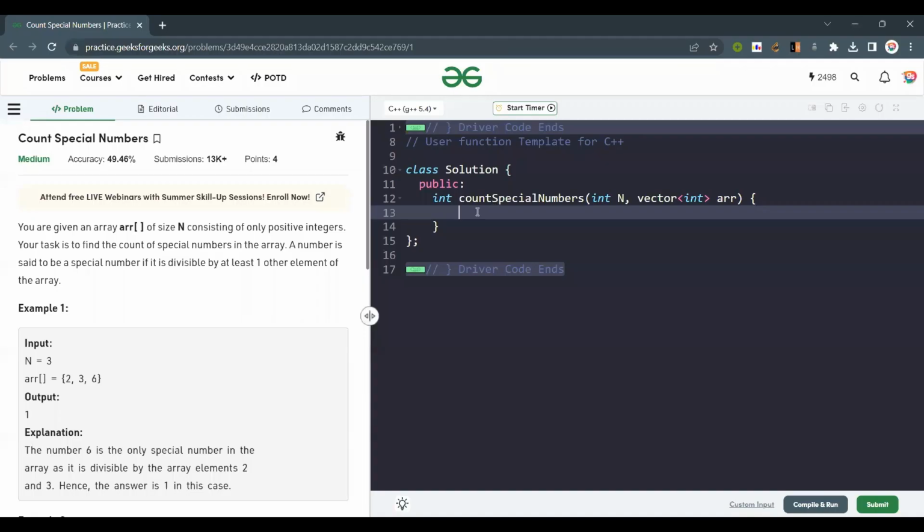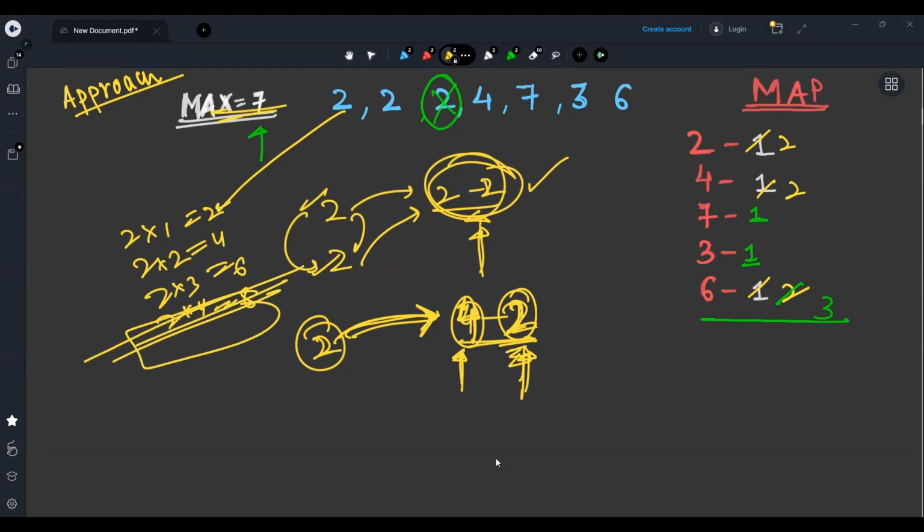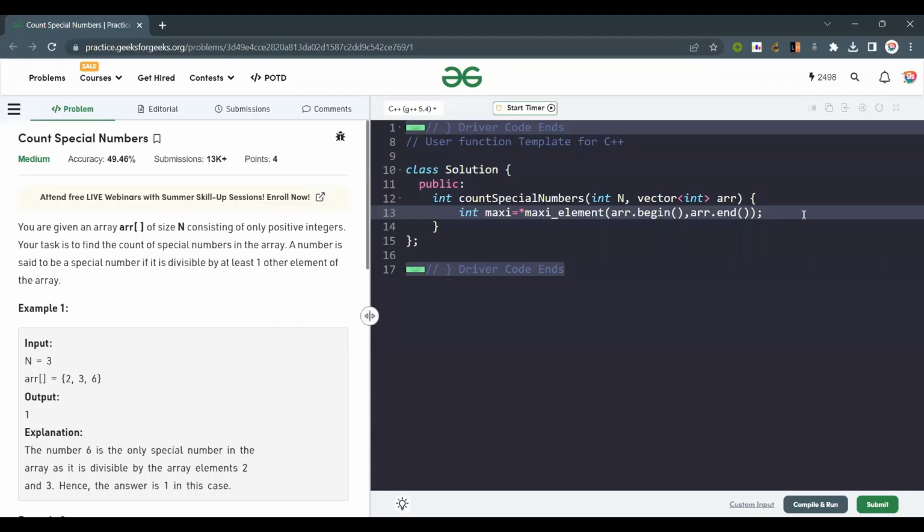So what was the approach? Basically we have taken the maximum element, using array.begin, array.end. Now, why do we take the maximum element? Because every time in the loop, whenever I take the element, 2 into 1, 2 into 2, 2 into 3, I have to check till how long I have to run. Since the maximum element is 7, if I am exceeding it, just break here. No need to go ahead. So we will say, okay, the maximum element is required.